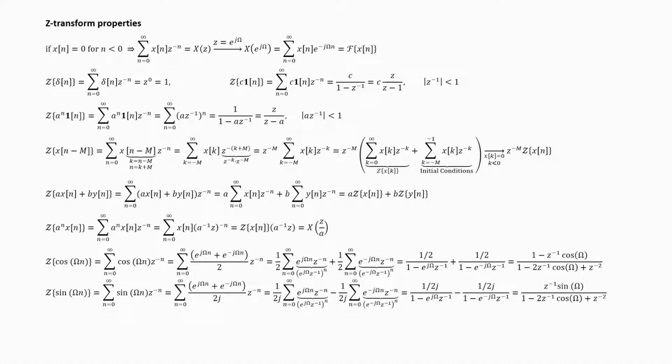First, we need to take a look at some basic properties of the Z-transform. As with the Laplace transform, this is a bit long and rather boring, but again we have to get through it. First, the correspondence between the Z-transform and the Fourier transform.